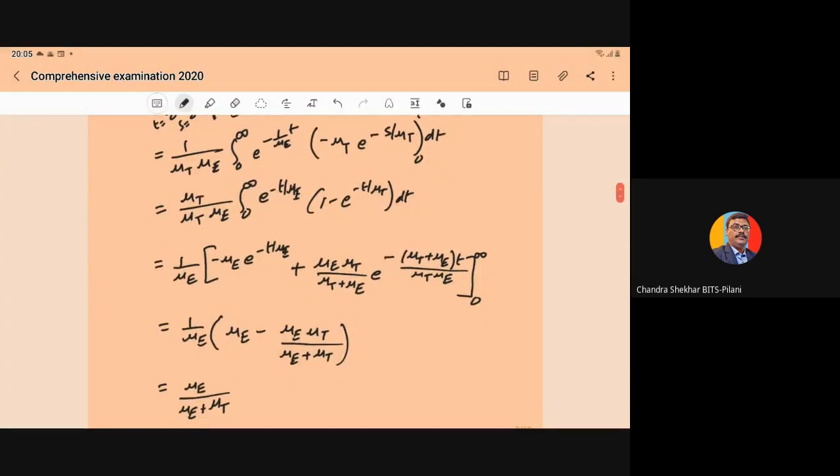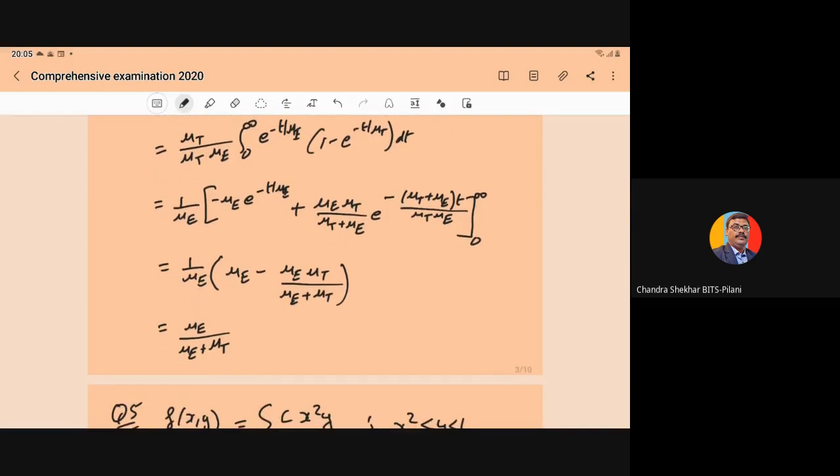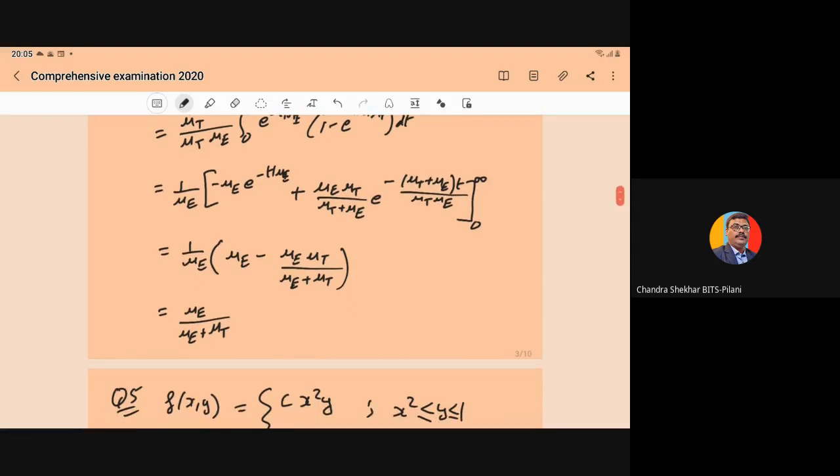So it can be written as mu t upon mu t into mu e, integral 0 to infinity of e to the power minus t upon mu e into 1 minus e to the power minus t upon mu t, dt. So just integrate by parts. You will get the required answer mu e upon mu e plus mu t. So here you can see how the joint PDF can be made using the given marginal PDFs.